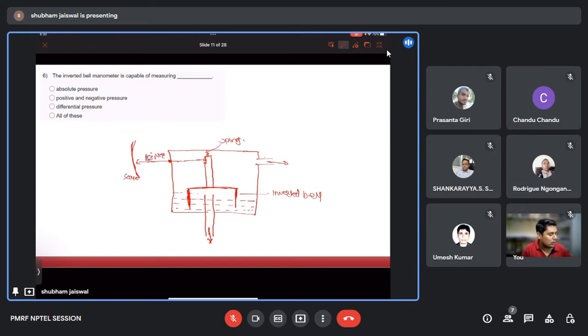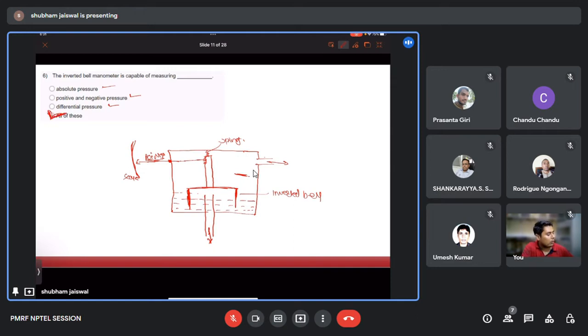So this is our inverted bell manometer. If we need to measure pressure, we can measure all these types of pressure like absolute pressure, positive and negative pressure, and differential pressure. The only thing is that it depends on the reference pressure, or the pressure on the other side. We can measure absolute pressure, positive pressure, and differential pressure. It means we can measure all of these.